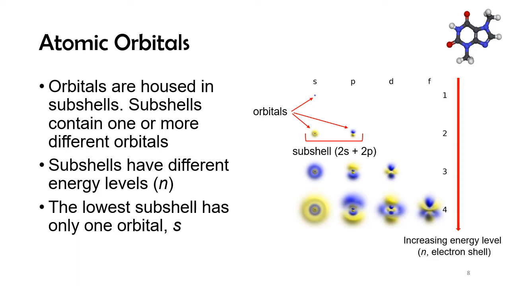The second energy level has a subshell that contains 2 orbitals, s and p. The third energy level has a subshell that contains 3 types of orbitals, and so on and so forth up to the 7th energy level for atoms with large atomic numbers.